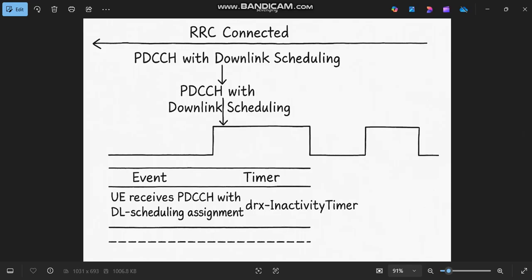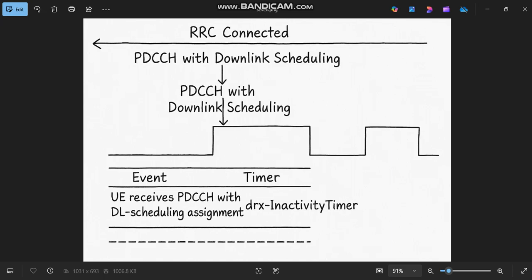If we upgrade our thinking a little more, at the RRC connected state, assume the physical downlink control channel with downlink scheduling. The base station has to schedule, and if the base station has to send downlink data to the UE, at that time the PDCCH with downlink scheduling is triggered. So this event is that the UE receives the PDCCH with the downlink scheduling assignment.